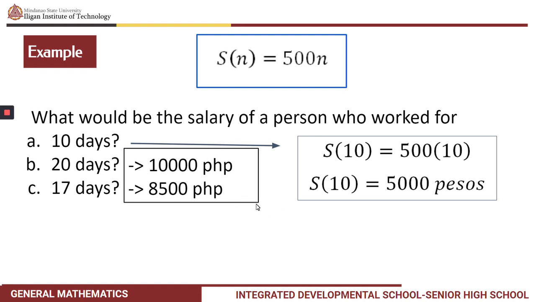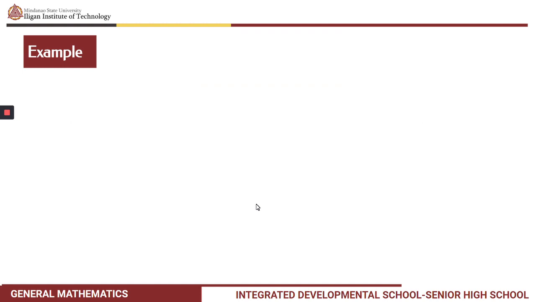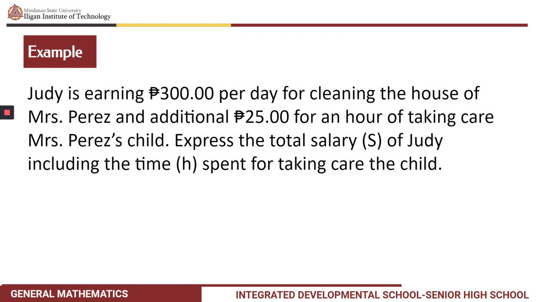So let's have another example. Judy is earning 300 pesos per day for cleaning the house of Mrs. Perez and an additional 25 pesos for an hour of taking care of Mrs. Perez's child. Express the total salary of Judy, including the time H spent for taking care of the child.